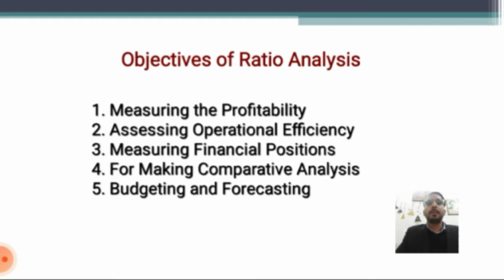And last one, budgeting and forecasting. Ratio analysis is helpful in financing, forecasting and planning. Meaningful conclusions can be derived with the help of these ratios. Advantages of ratio analysis. First one, helping in the analysis of financial statements, helping in financial forecasting and planning, and helping in locating weak points.